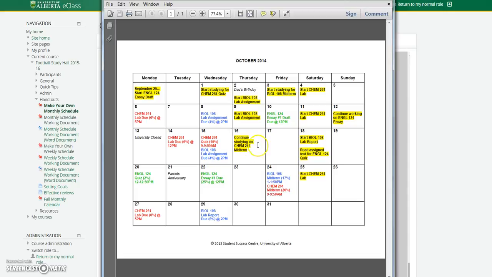Here the student says continue studying for Chem 261, which is great. So this one here is a day for them to do some of their studying. It's not specific, but at least they know on this day I'm going to do some of my preparation for that. This is a good example. Do I have another one? Let's have a look at an example.